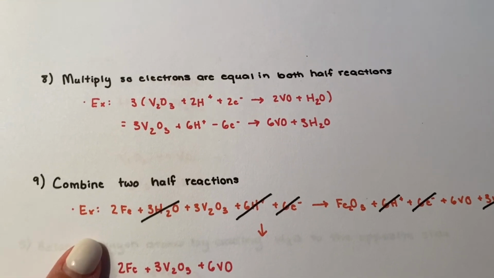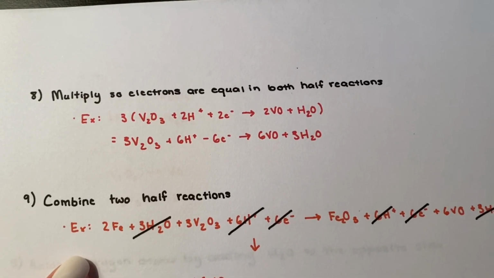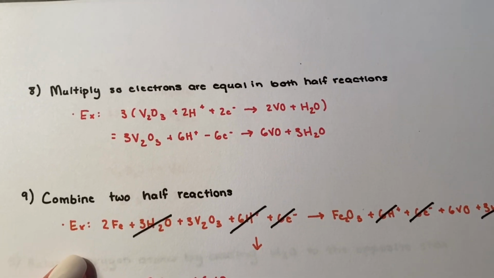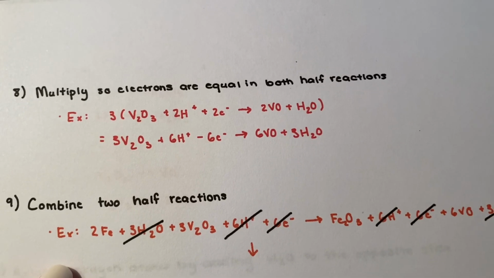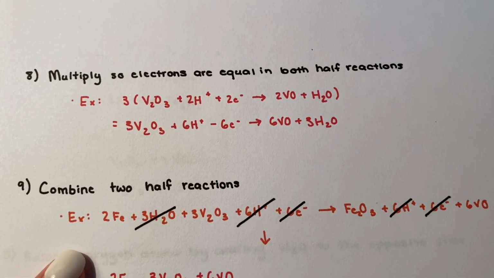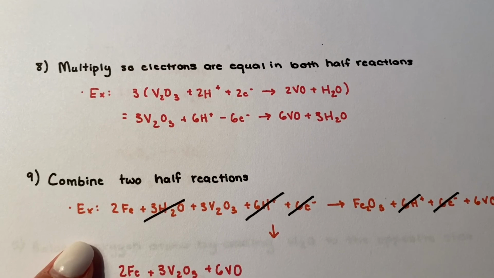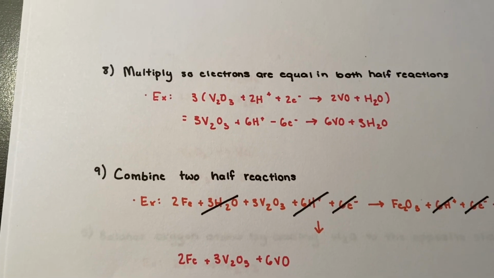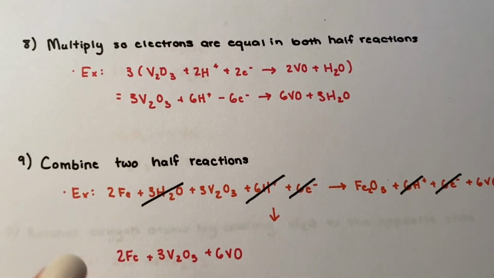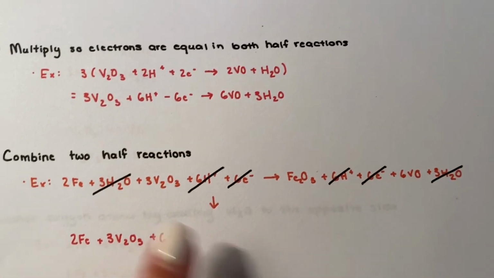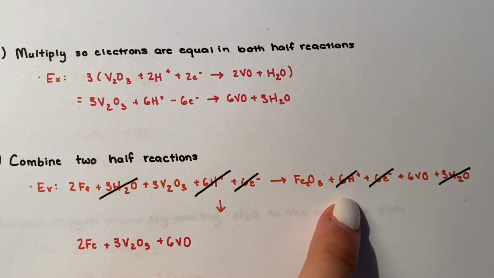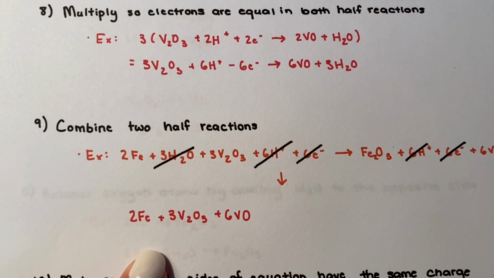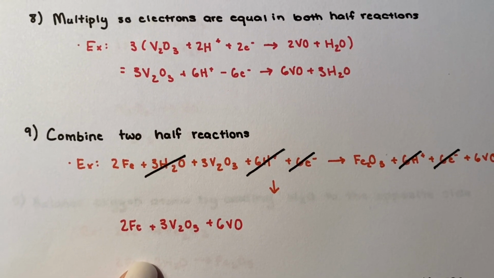So we have our 2Fe plus 3H2O plus 3V2O3 plus 6H+ plus 6e- to Fe2O3 plus 6H+ plus 6e- plus 6VO plus 3H2O. So the electrons on both sides of the equation cancel out. We have our 3H2O on both sides that cancel. We have our 6H+ and our 6H+, and then our 6e- and 6e-, and that gives us 2Fe plus 3V2O3 to Fe2O3 plus 6VO.